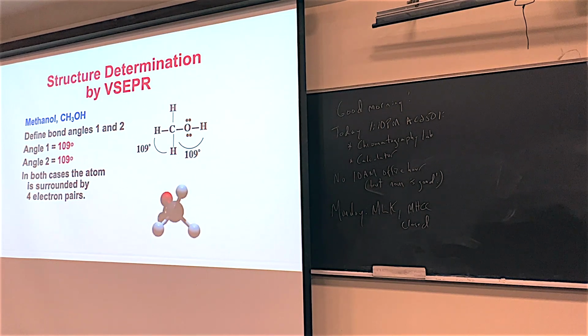What was the molecular geometry of that called? So the molecular geometry around the carbon would be tetrahedral.